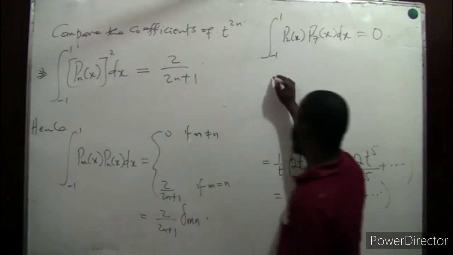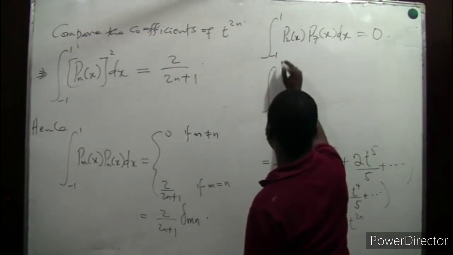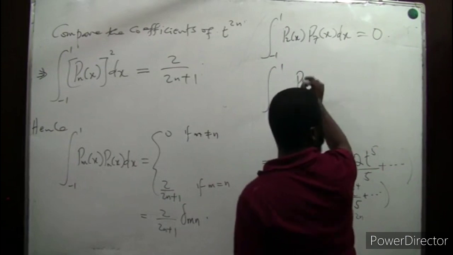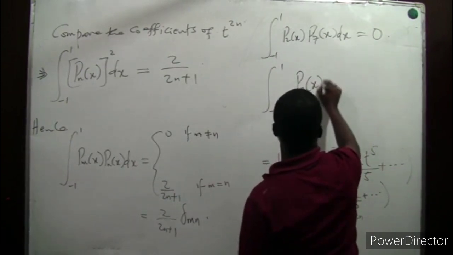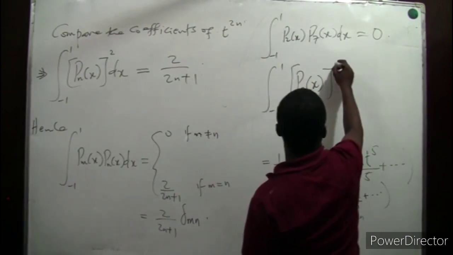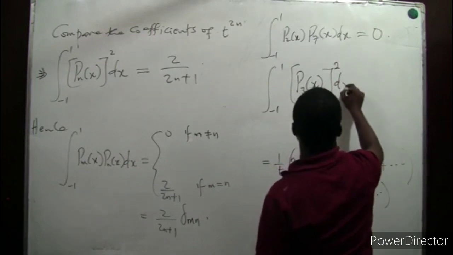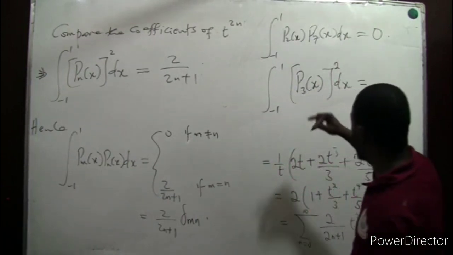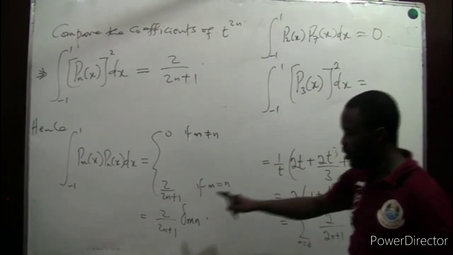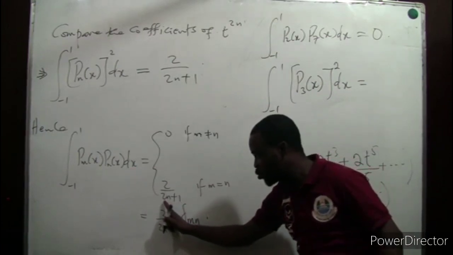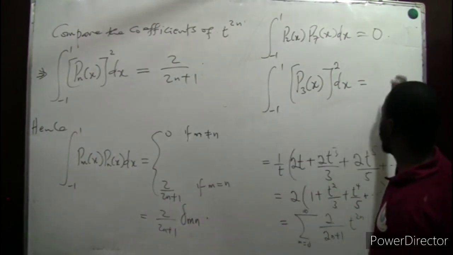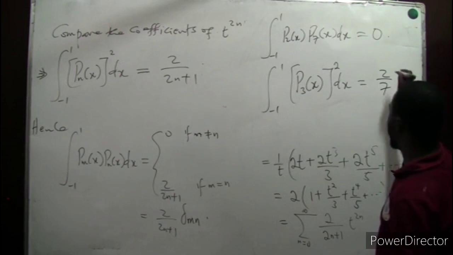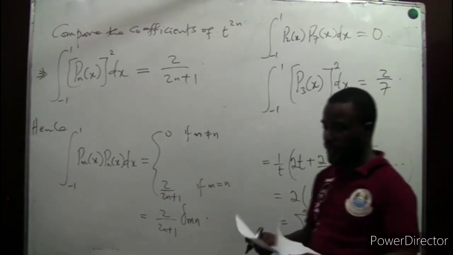In a similar form, if the question asks us integral minus 1 to 1 P3 of x squared dx, of course here my n is 3. I only need to substitute 3 here. 2 times 3 will give us 6, and the result becomes 2 over 7.